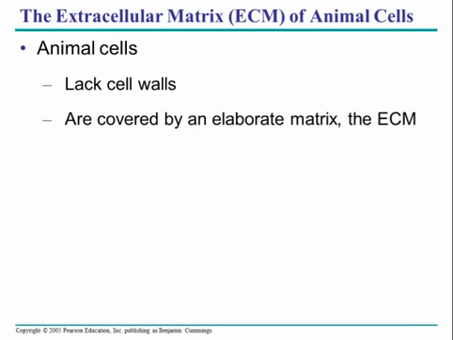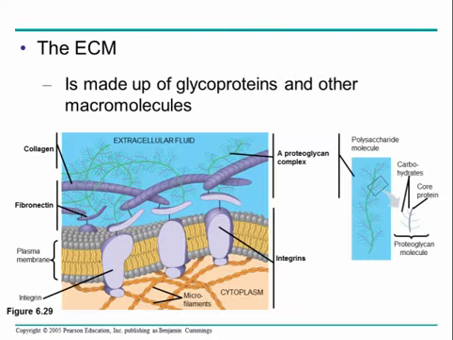Now, animal cells don't have cell walls, but they have a very specialized exterior structure called the ECM, or extracellular matrix, that acts very much like a cell wall and provides structure. It's made up of a lot of glycoproteins, proteins, carbohydrates, and so on, that you can see here. Here's the membrane, of course.